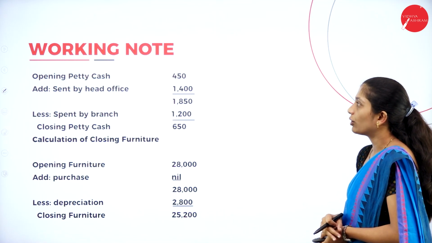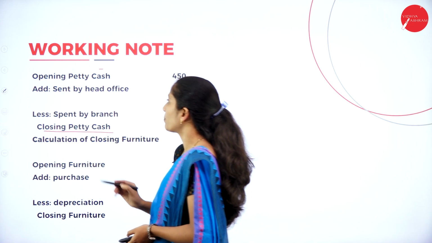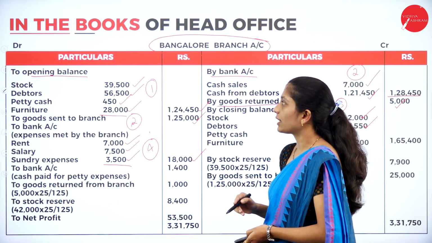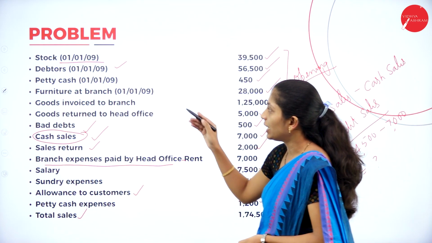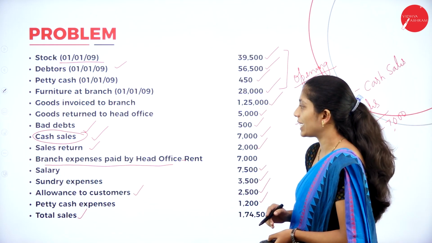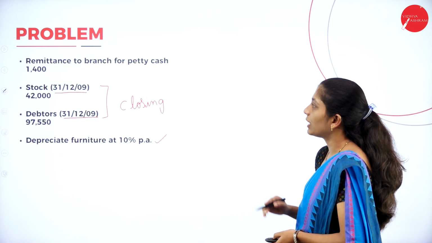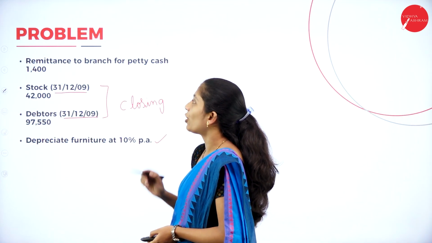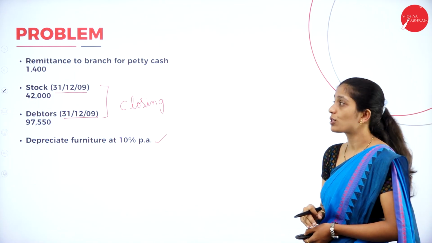Now we shall go through the working note. So we are going to calculate the closing petty cash. So first take the opening petty cash. They have given in the question opening petty cash, how much? 450. Now let us see whether any item relates to petty cash. So here there is petty cash expenses. So we have to deduct that, right? It is paid by the head office. Next, what have they given about petty cash? Here they have given remittance to branch for petty cash. So we have to take into consideration all these three items and calculate the closing petty cash.